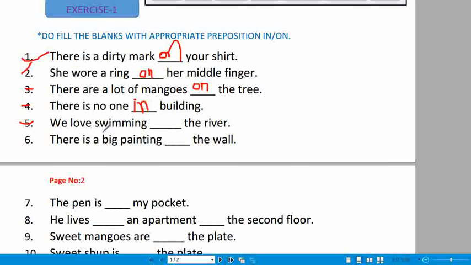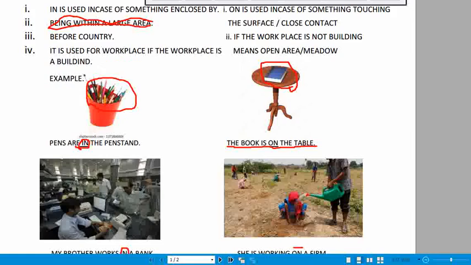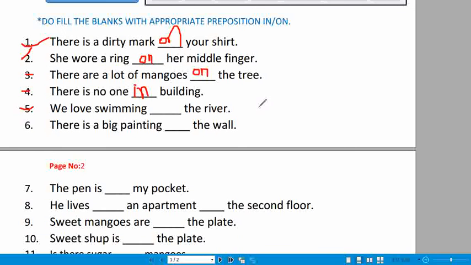Let's look at question number 5. We love swimming dash the river. When we swim, we go into a large surface and inside a small one. That means being within a large area. So you can know here in will be the answer, because we love swimming in the river. Within a large area.